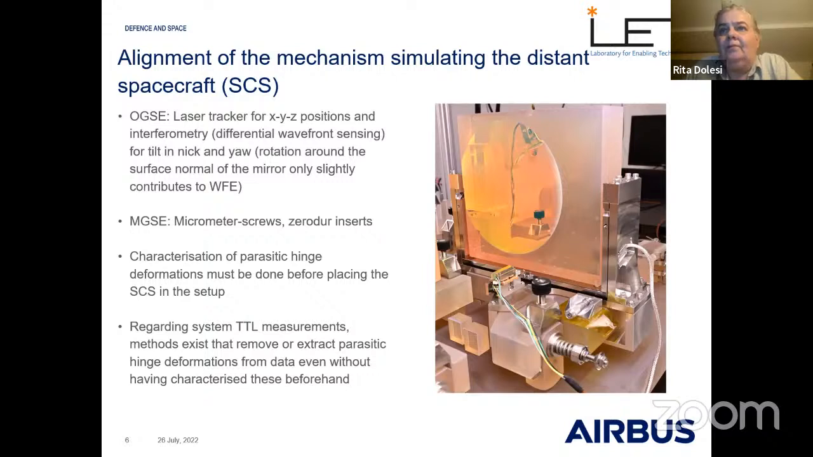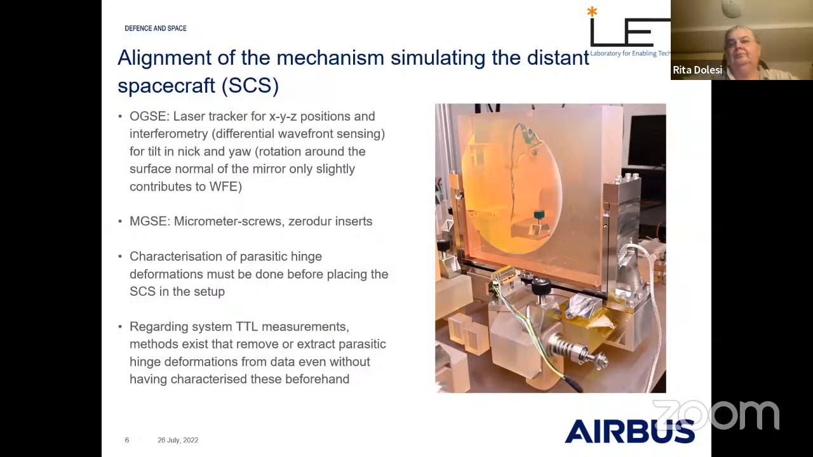To measure TTL over large field angles, because the field of view of the interferometer is of course limited to approximately plus minus 0.5 milliradians, what is required is to reflect the beam back into itself, and this can be done by tilting the spacecraft simulator accordingly. But in order to tilt the mirror sitting in the external pupil, we first need a mechanism that does that. And this mechanism also has to be placed in the setup and aligned.